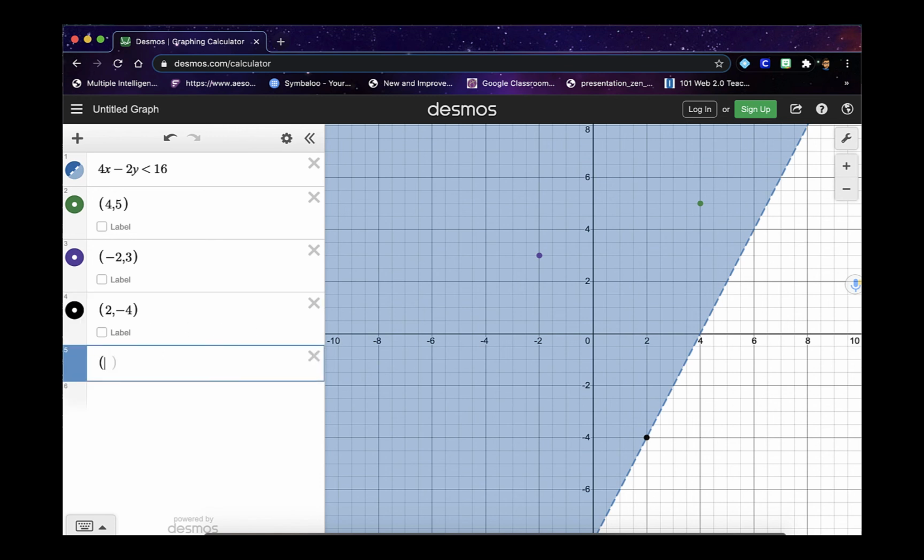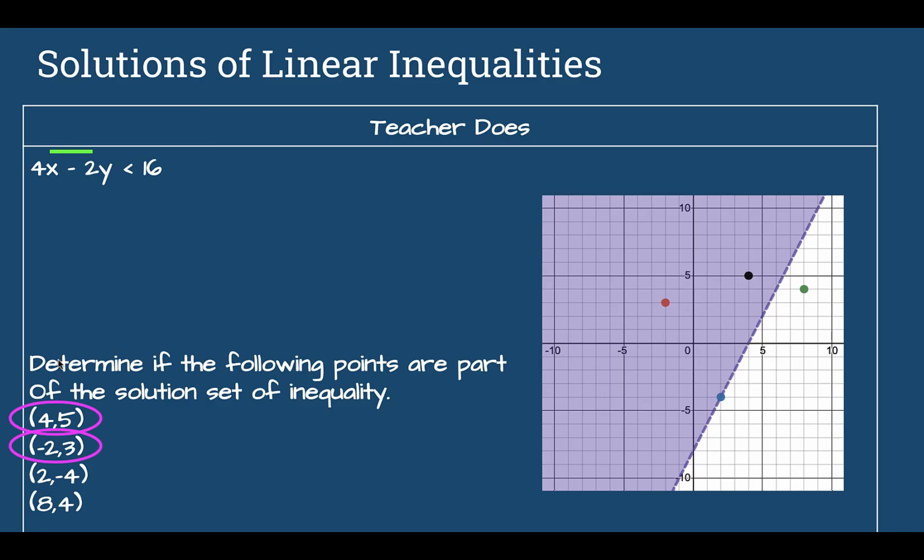Let's check the last one, 8, 4. I can see that it is outside the shaded area. It is also not a solution. For our inequality, the top two were our solutions because they were in the shaded area. The bottom two were not.